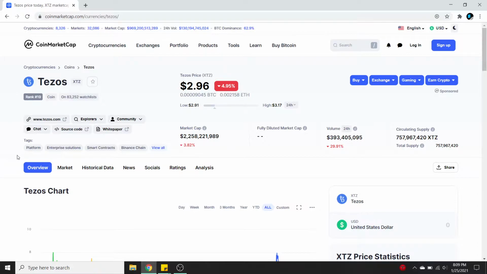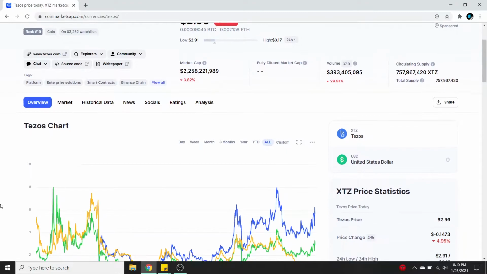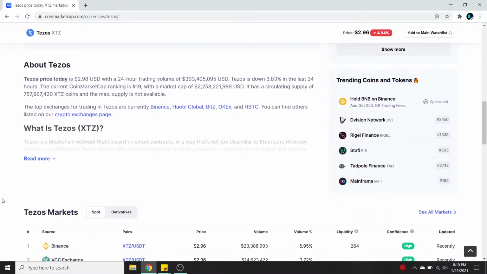All right, guys. So Tezos is currently ranked number 19 on CoinMarketCap. Currently, it's trading for $2.96. This coin has gotten quite a bit of popularity, at least in the U.S. anyway. And we're going to take a look at it and see what it's all about, because that's why you're here, right? To learn. So let's do some research.